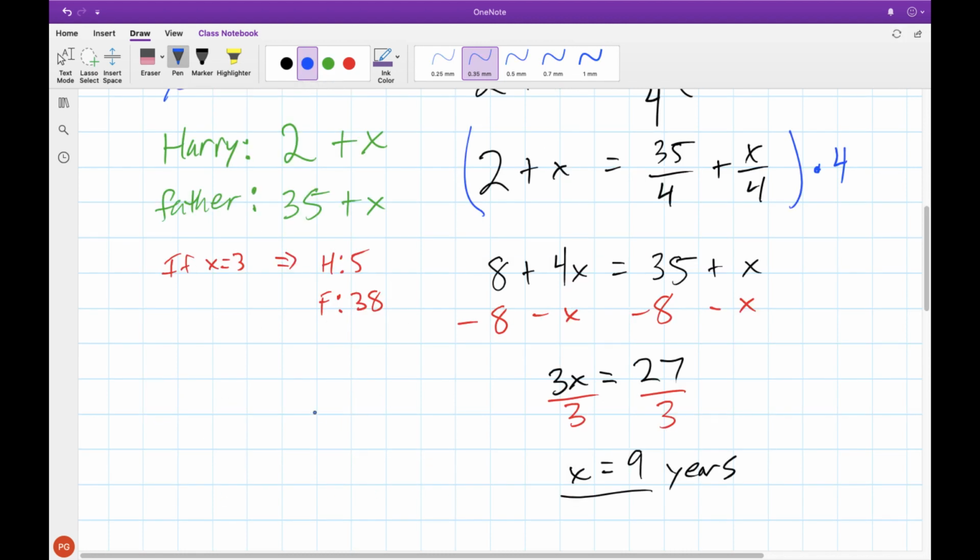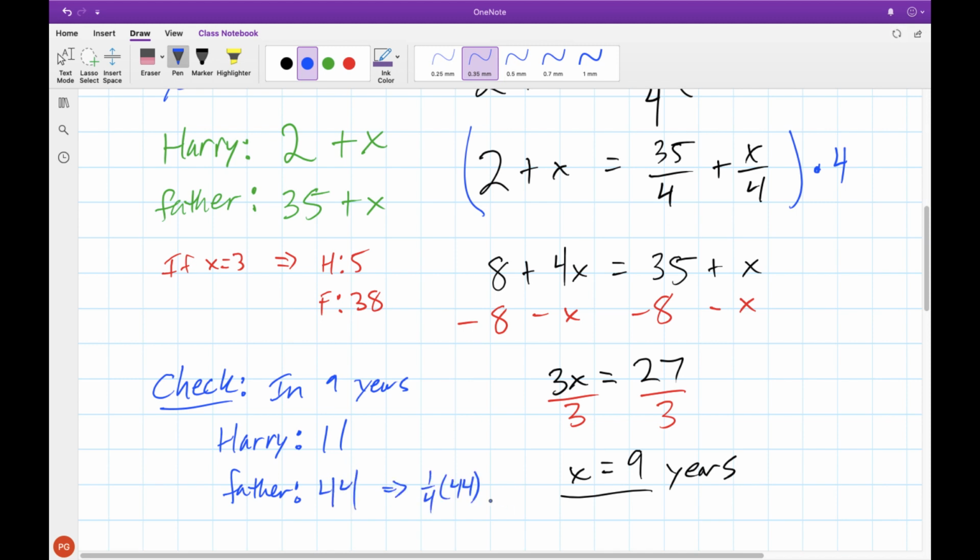We can do a similar check for our previous question. We're told that in 9 years, Harry should be 1/4 of his father's age. So let's check Harry's age. That would be 11, 2 plus 9. And his father would be 35 plus 9, which is 44. And if you notice, if we take 44 and multiply it by 1/4, or divide by 4, we get 11. So we know that this one's correct as well.